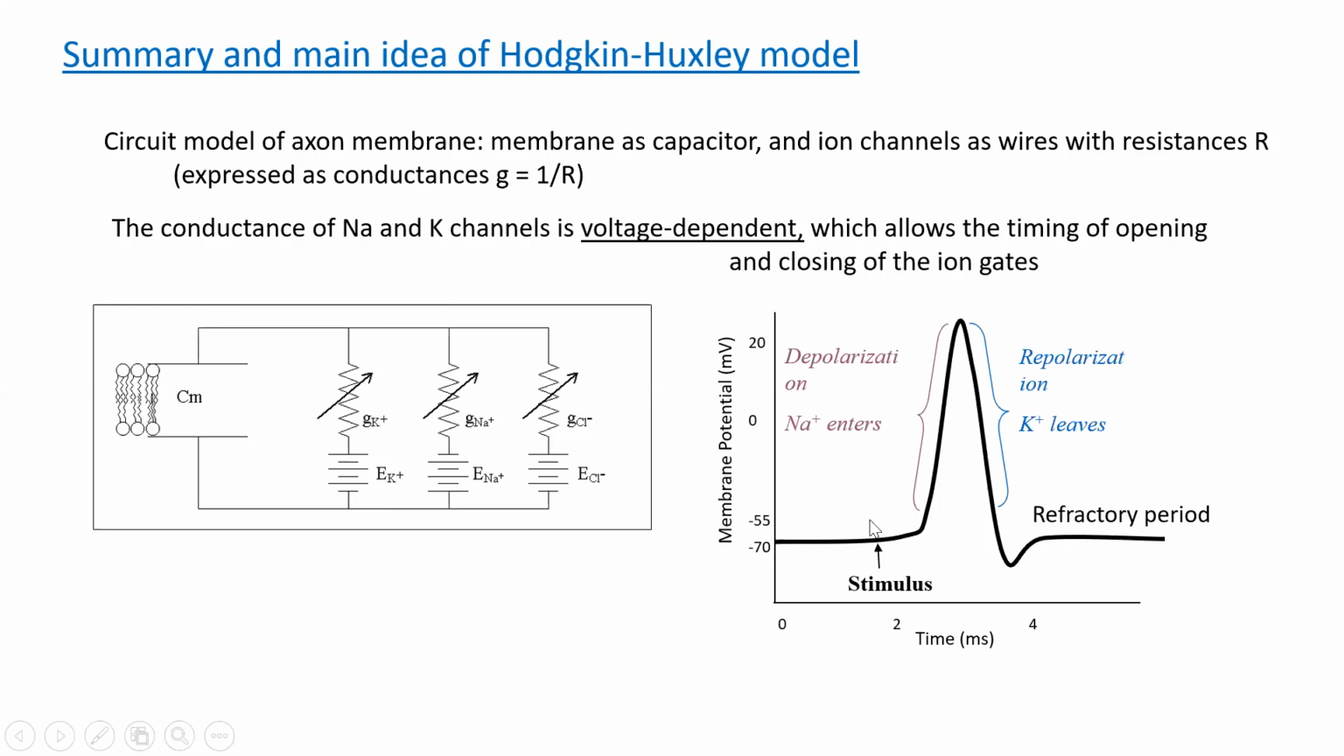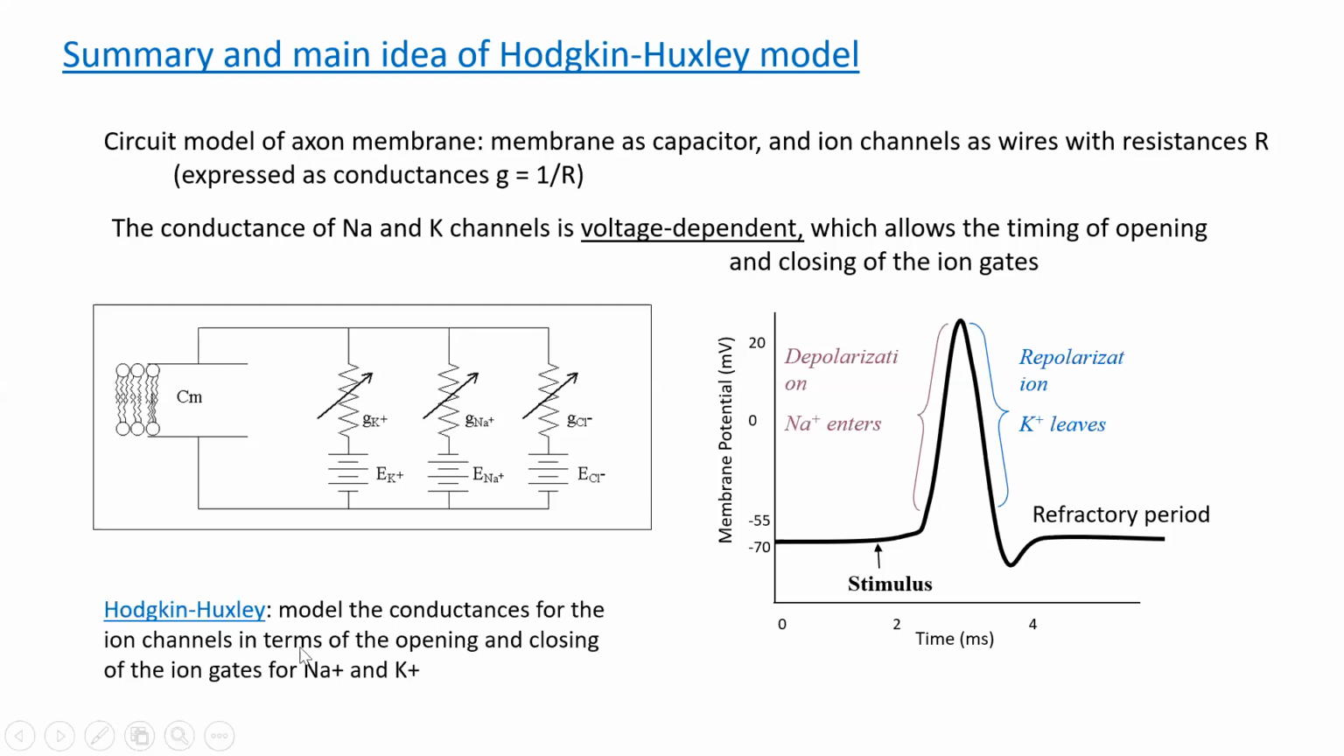which allows the timing of the opening and closing of the ion gates, the opening of the sodium activation gate, the closing of the inactivation gate occurring here, and then down here the closing of the activation gate of sodium, here the opening of the activation gate of potassium, and down here the closing of the activation gate of potassium, and eventually the opening of the inactivation gate of sodium, allowing the neuron to react again.